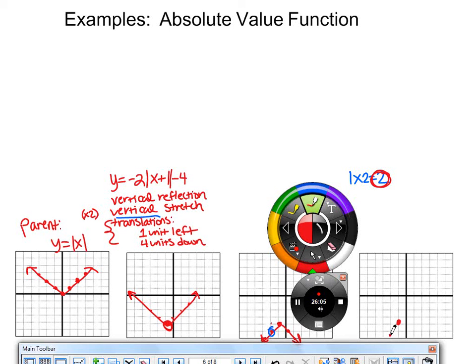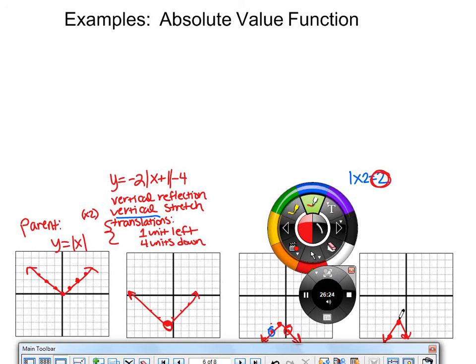So this point would end up being here. Okay? Same thing for the other point. This one was also 1 unit away vertically, right here. So it would be 2 units away vertically here, and then that would be my new graph. Okay? So go ahead and draw the graph in now.